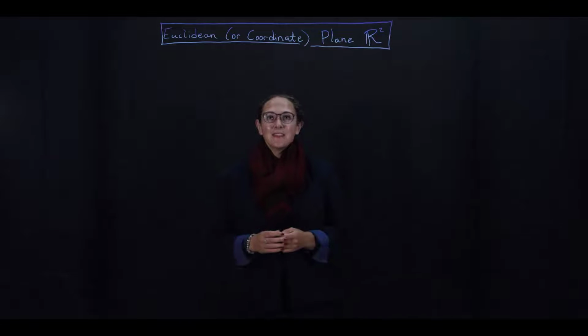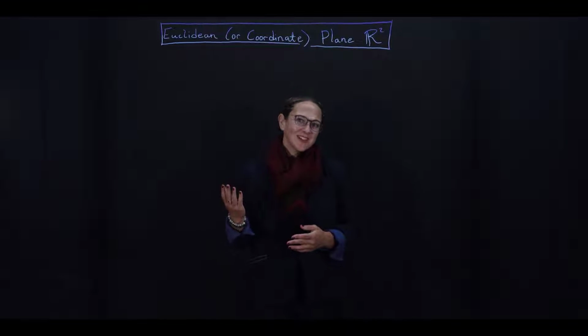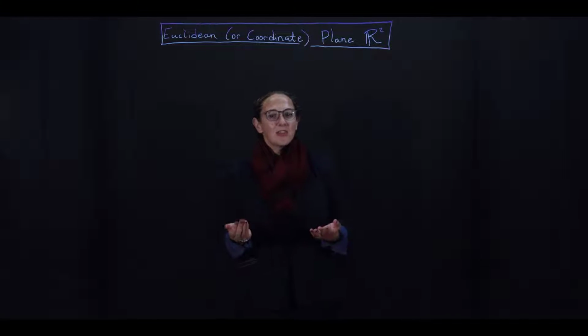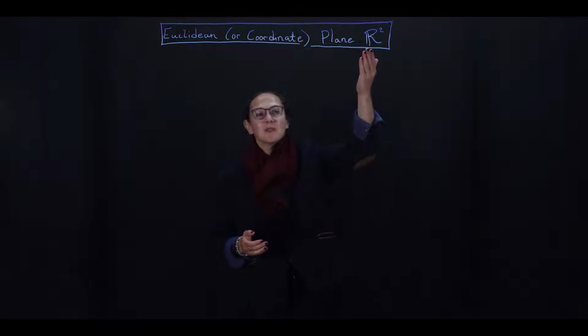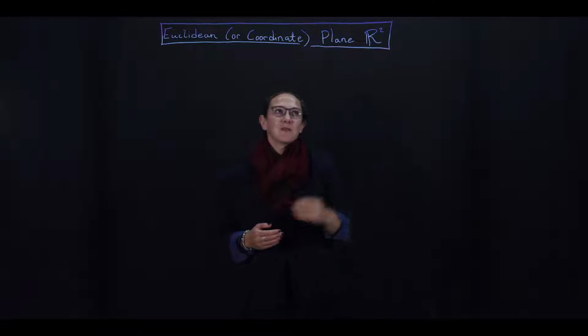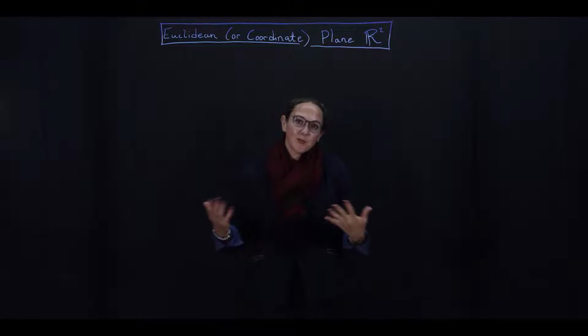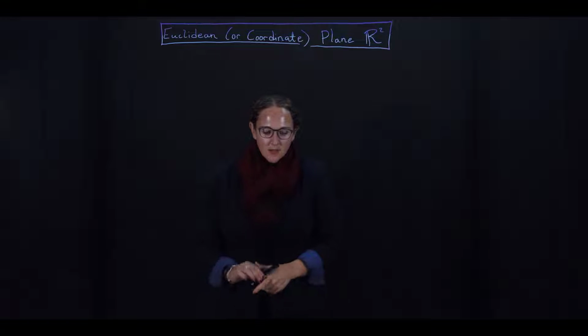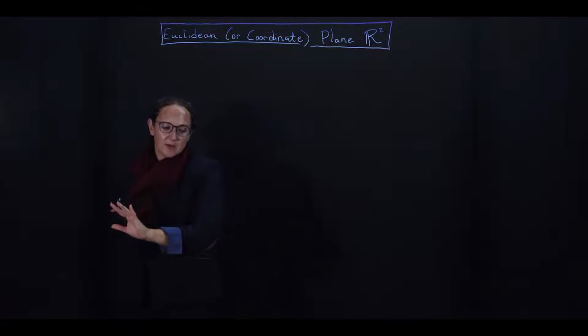Welcome. In this lecture, we're going to talk about what's known as the Euclidean, or sometimes coordinate, plane. And the notation for that is R2, where this is that blackboard R, which has two lines to indicate we're talking about the real numbers. So we talked about the real numbers before.